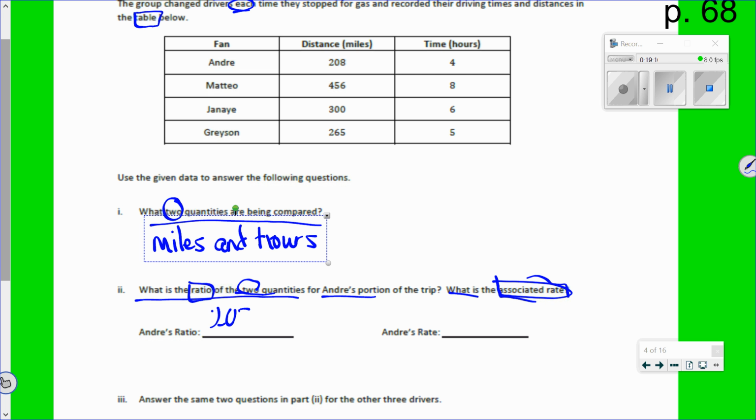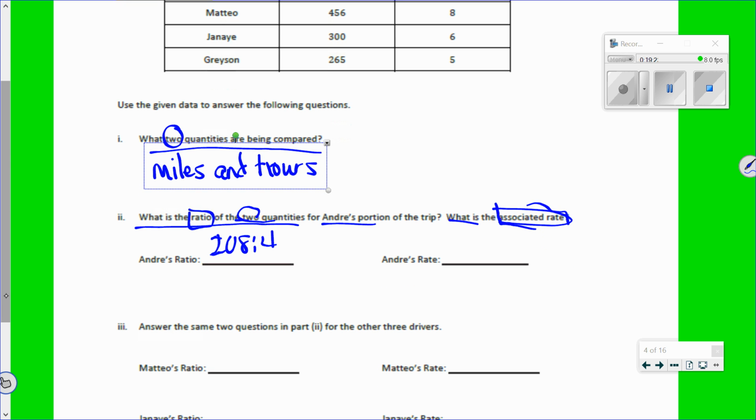208 to 4? Is that my final answer? What do we always do? Simplify. Always simplify. What can I divide those both by? Yeah, 4. So if you see the 4, please do that.